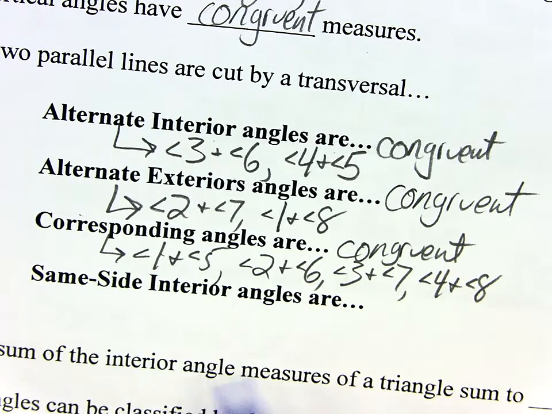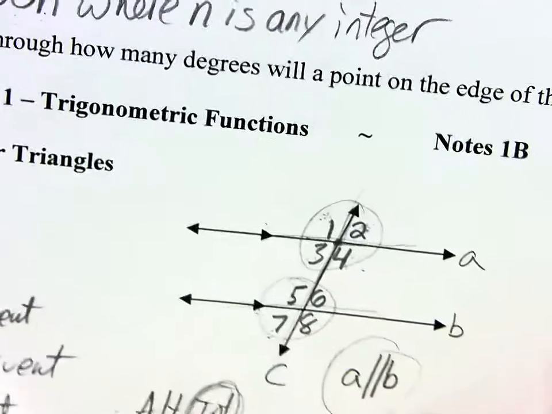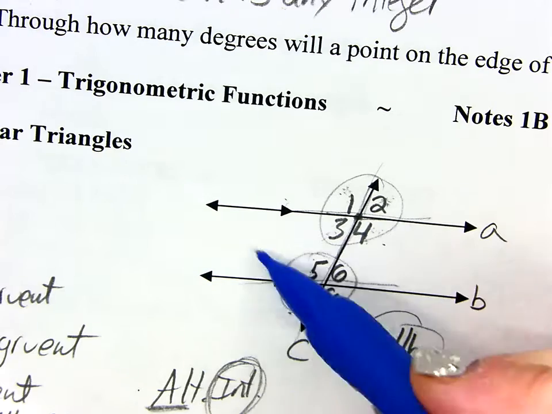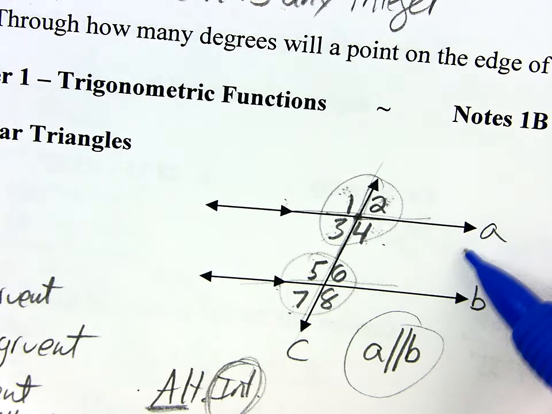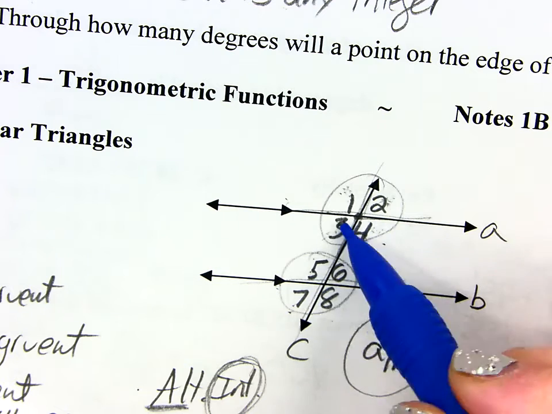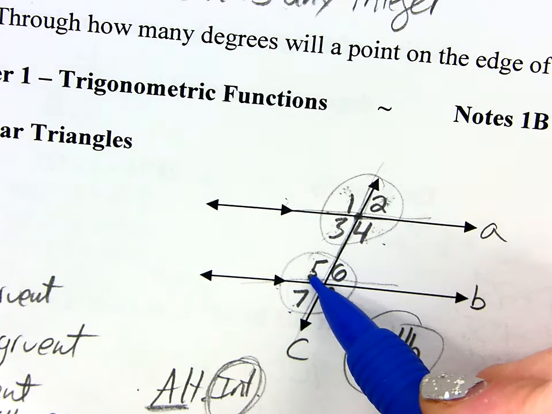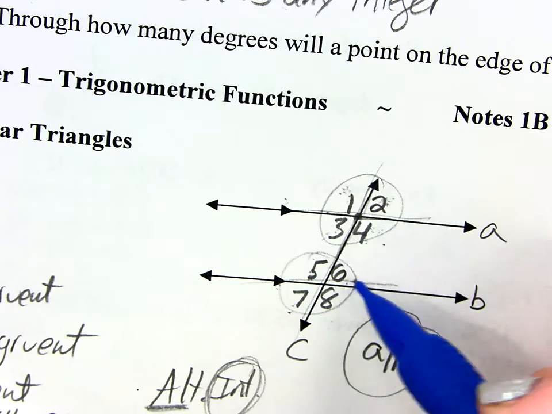Okay, and then this last one refers to same side interior. So if we had to guess, same side interior. Interior we already said means in between the parallel lines. But now same side, well now I just want 2 on the same side of the transversal instead of alternate. So in this case that might be 3 and 5 or 4 and 6.